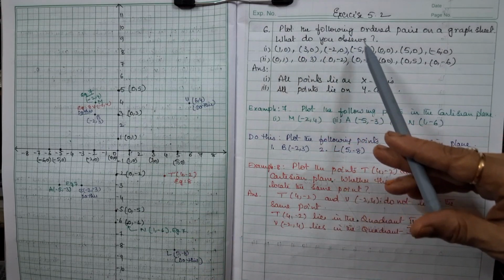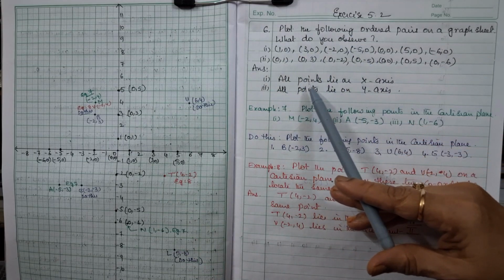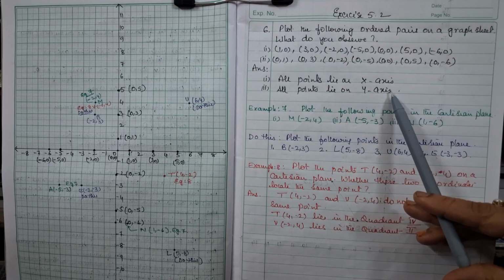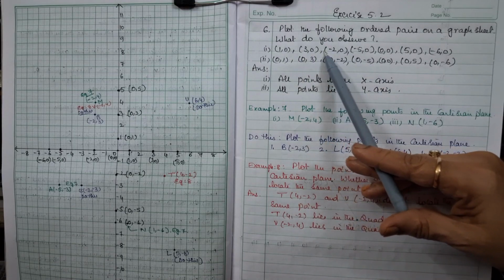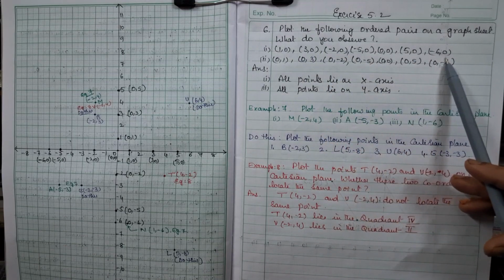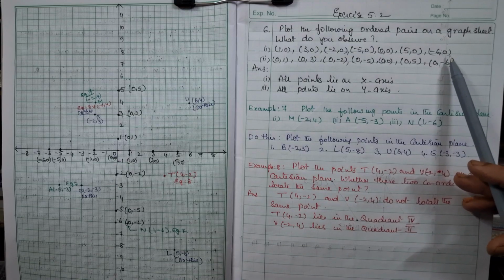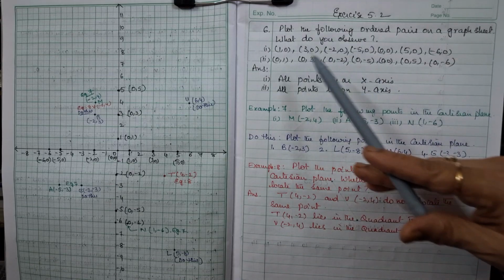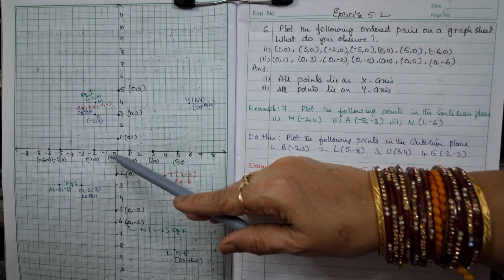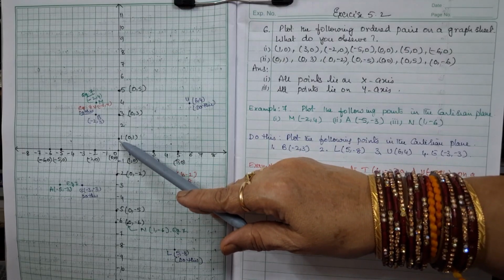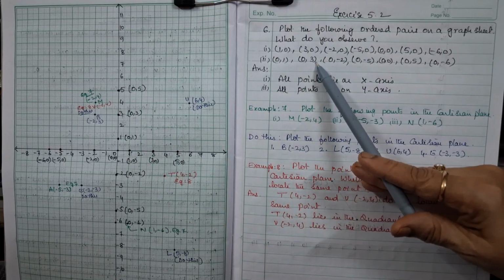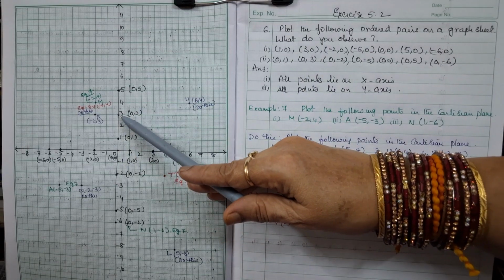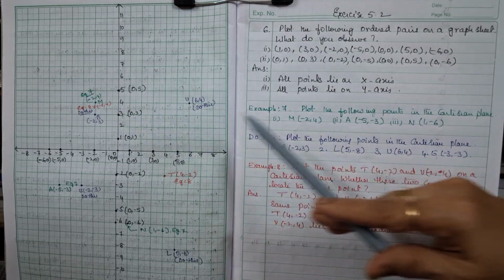So what do you observe? They said first point, all the points lie on x-axis because all of these are having y values, y coordinates, ordinate value as 0. Next, 0 comma 1. So 0 to 1. This is the point. Then 0 comma 3. This is 0 comma 3.